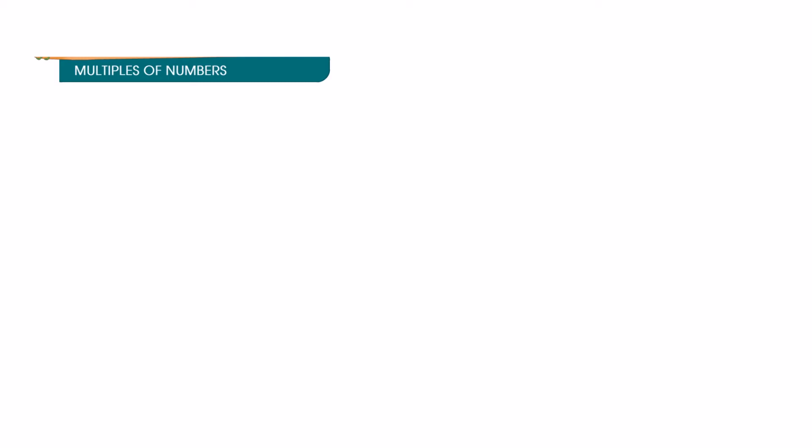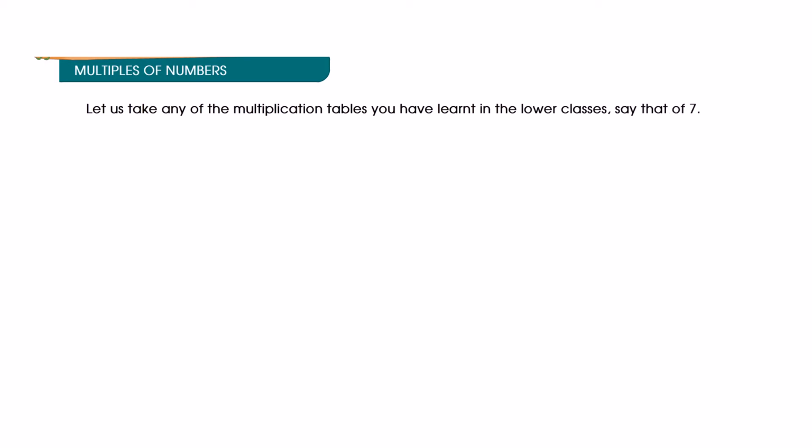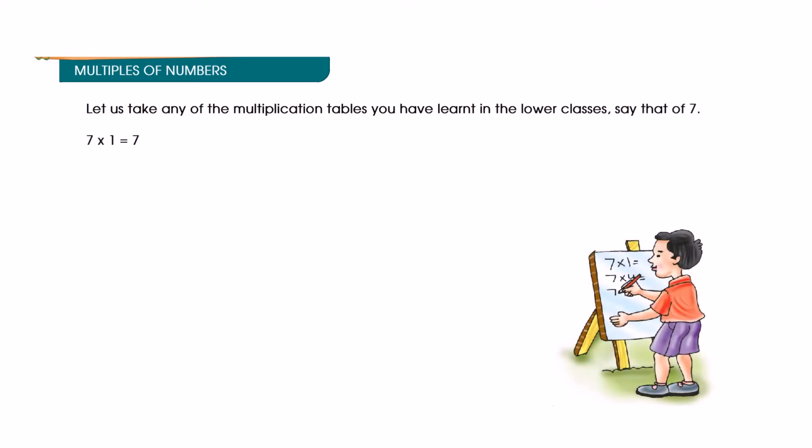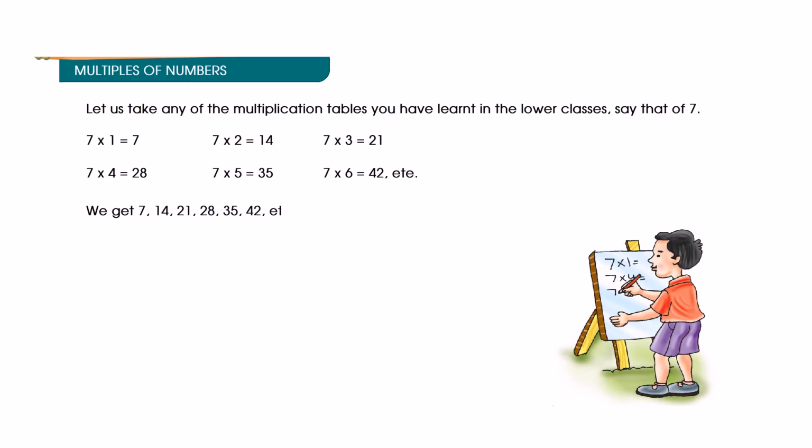Multiples of numbers. Let us take any of the multiplication tables you have learned in the lower classes. Say that of 7. 7 ones are 7. 7 twos are 14. 7 threes are 21. 7 fours are 28. 7 fives are 35. 7 sixes are 42, etc. We get 7, 14, 21, 28, 35, 42, etc.